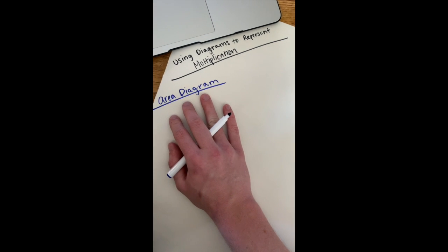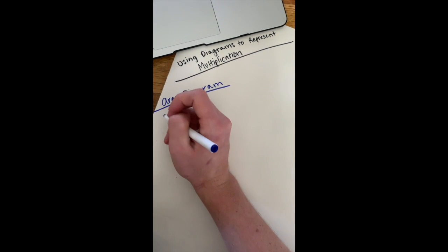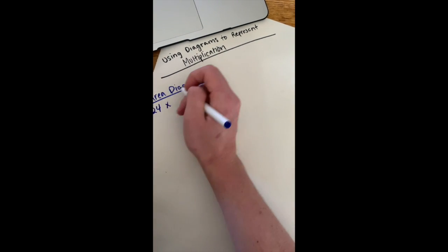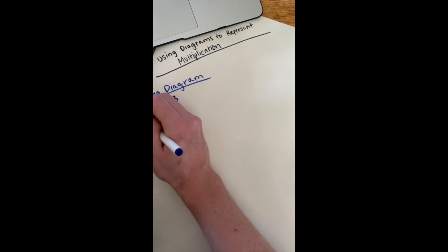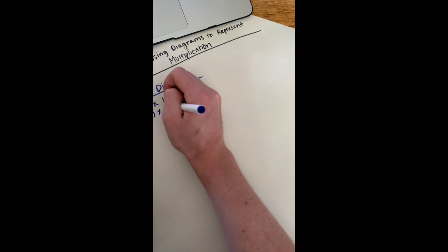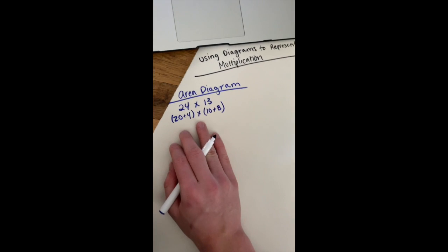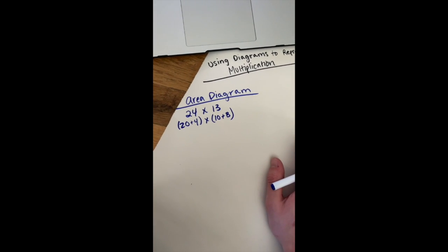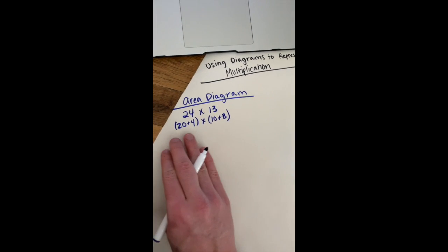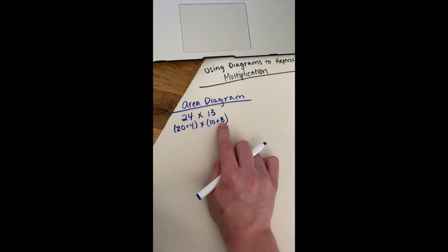The first method that I'm going to be showing you is doing multiplication using an area diagram. With the area diagram, we see our multiplication problem of 24 times 13 as 20 plus 4 times 10 plus 3. This is what I'm going to be working on with you guys today, just the area diagram. So 24 times 13 is the same as writing 20 plus 4 and then times 10 plus 3. That is a 3, I apologize, I messed up.